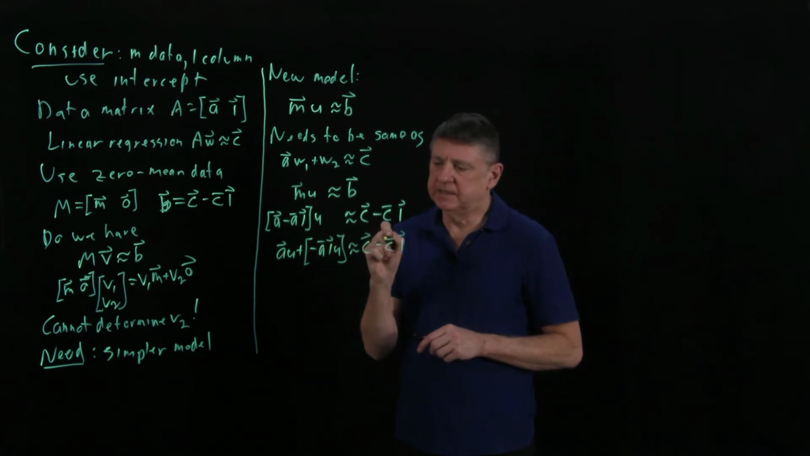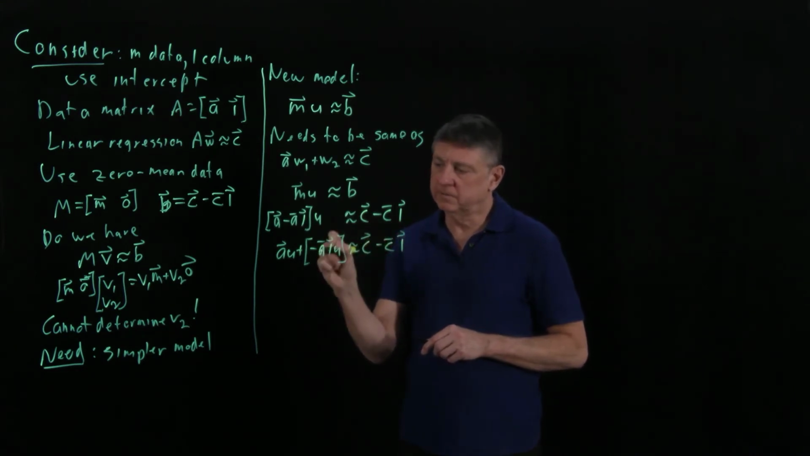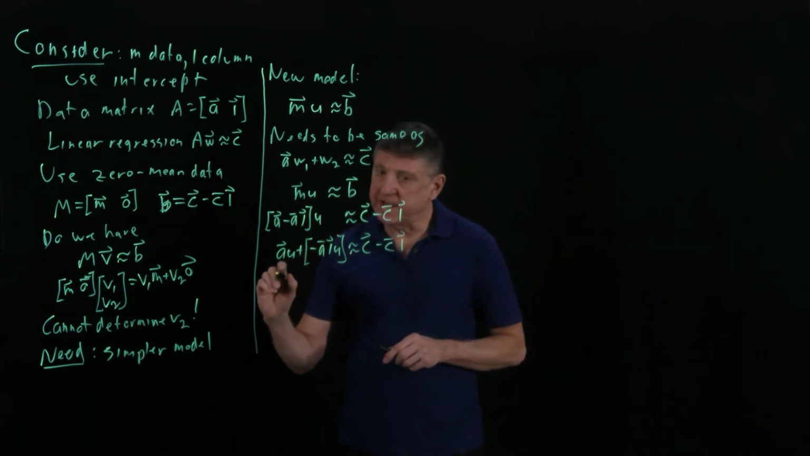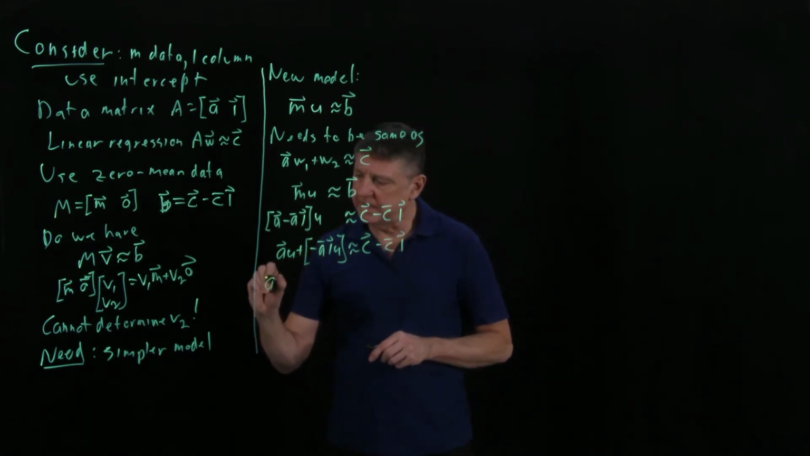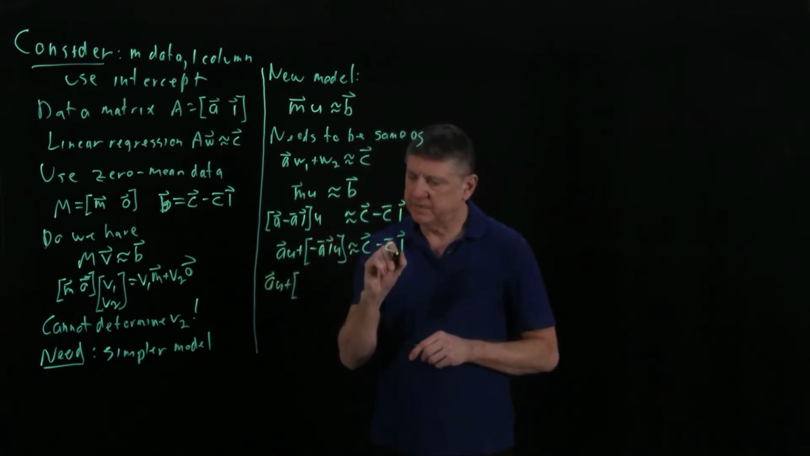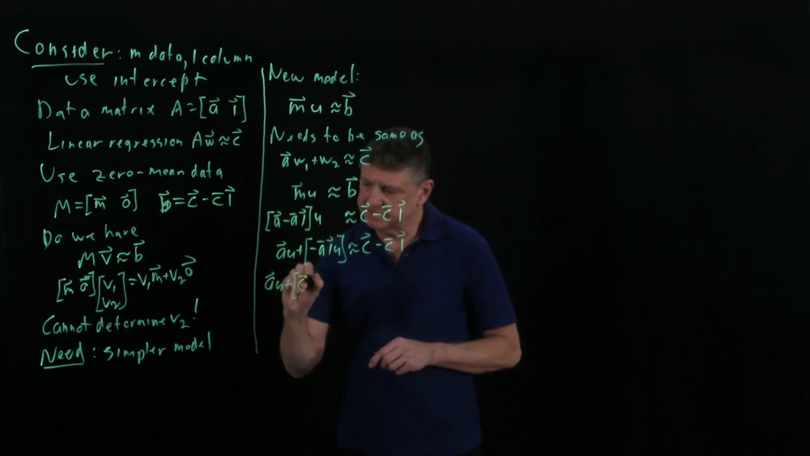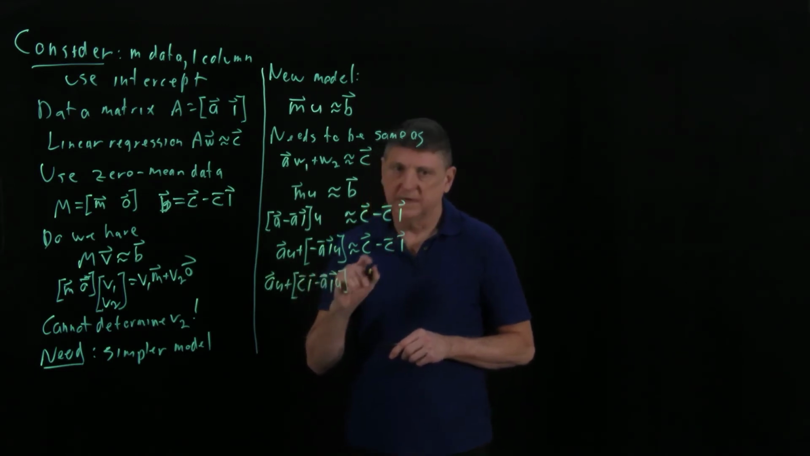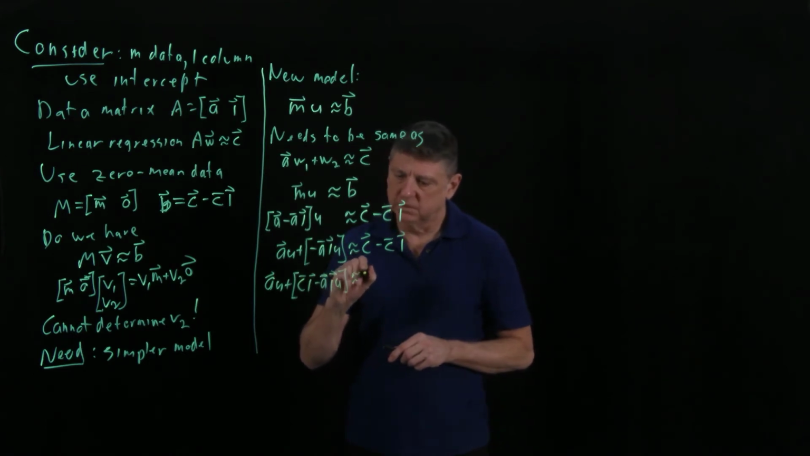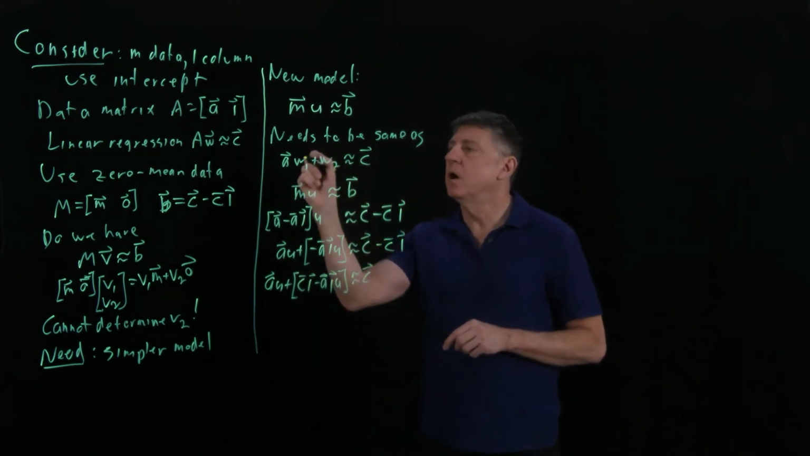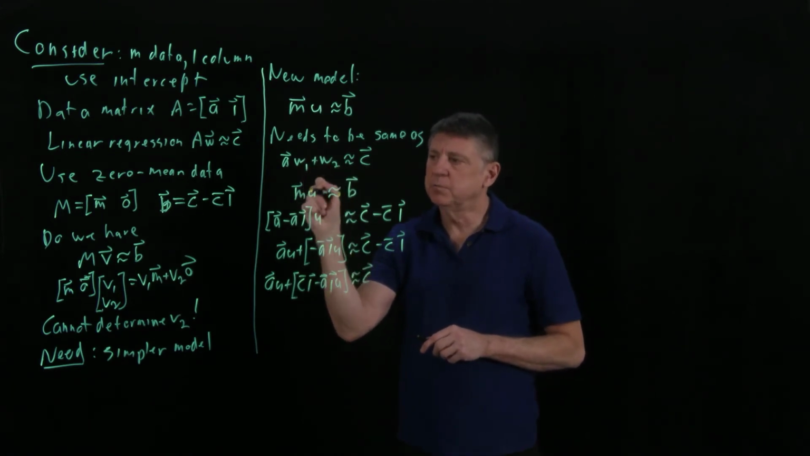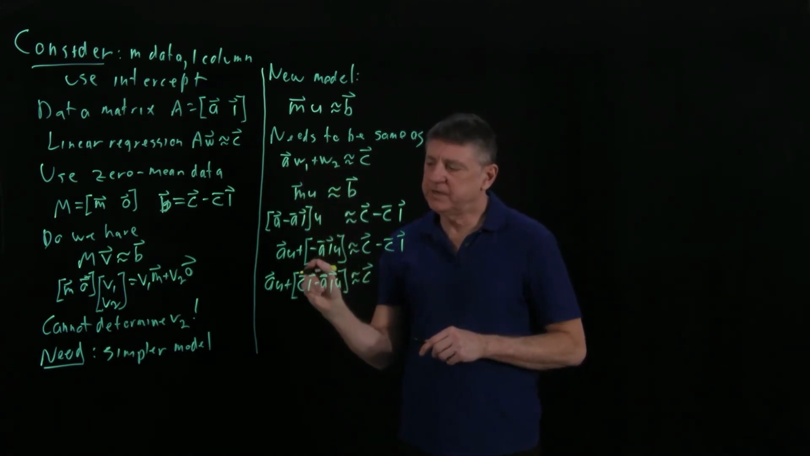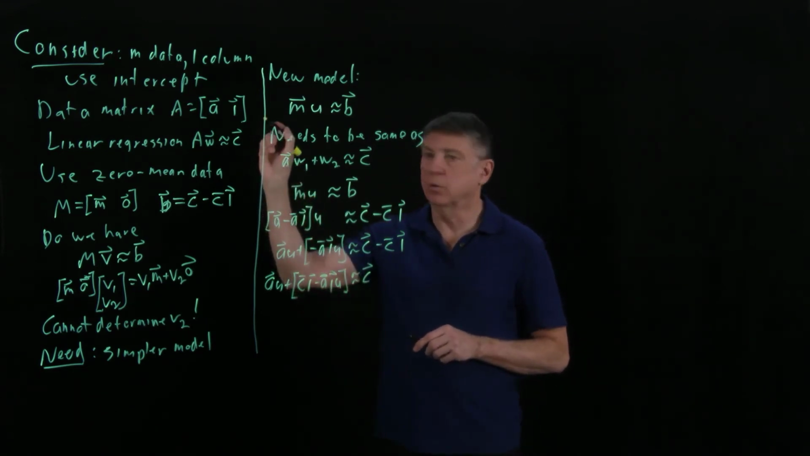Let's take this part over here, and that would be equivalent to A times U plus, now I expand this part, so now when I take that over it's positive, so that's C1 minus A bar 1 U is approximately equal to C. And now I've taken this zero mean regression and I put it in the same form as the original linear regression.